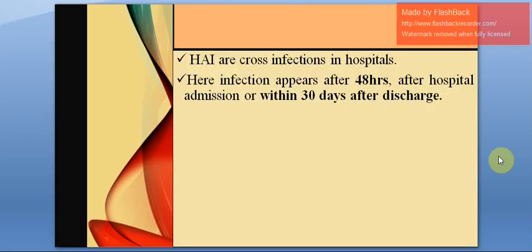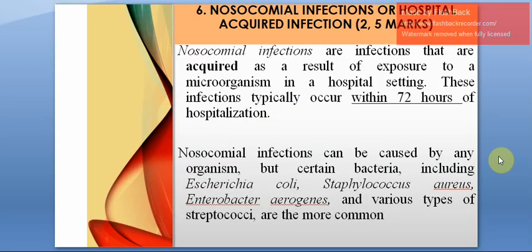Usually within 72 hours after the admission, if you get the infection, that is called nosocomial infection, and after the discharge, within 30 days, if you get any infection, that also can be referred to as hospital acquired infection or nosocomial infection. Now nosocomial infection is a type of cross infection, and most of the time it can be caused by bacteria like E. coli, staphylococcus or streptococcus. All these are the responsible organisms for nosocomial infection.